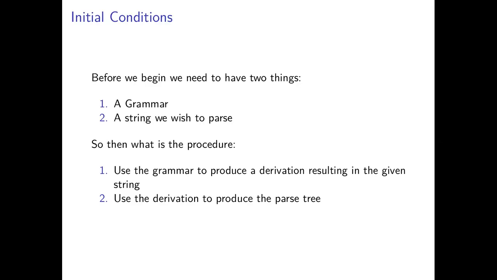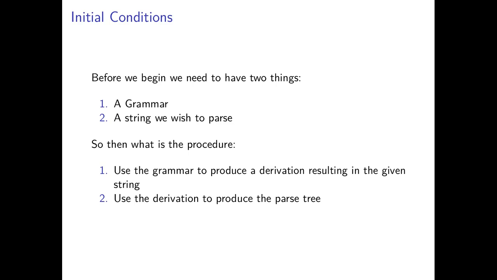5 programming languages, and today we're going to be talking about building a parse tree. So when we want to build a parse tree, there are certain initial conditions that we have to have. One, we need to have a grammar from which we're going to build the parse tree, and two, the string we want to parse that's going to actually end up becoming the parse tree. So once we have that, the procedure is pretty simple. At the highest level, it's two basic steps.